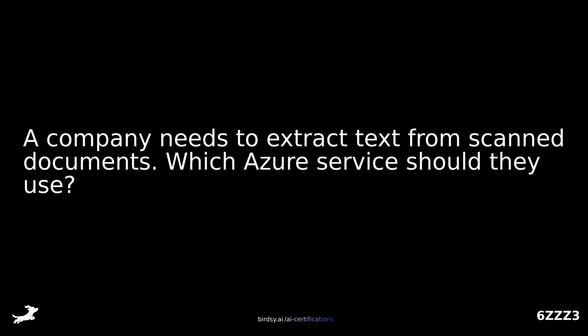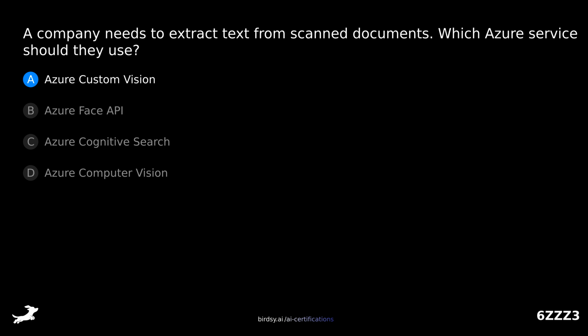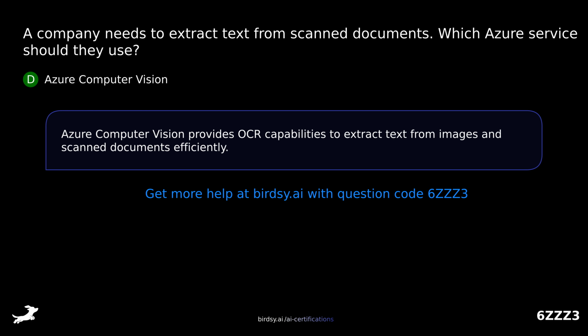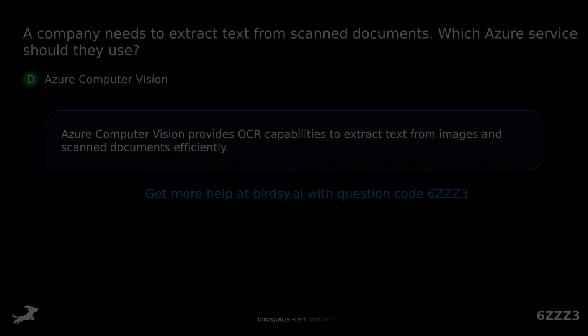A company needs to extract text from scanned documents. Which Azure service should they use? Is it A, Azure Custom Vision, B, Azure Face API, C, Azure Cognitive Search, or D, Azure Computer Vision? The answer is D, Azure Computer Vision. Azure Computer Vision provides OCR capabilities to extract text from images and scanned documents efficiently.